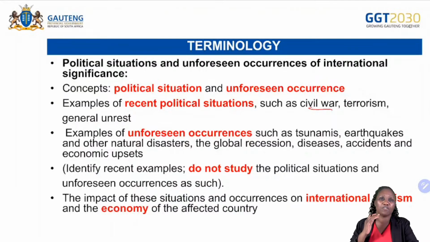When we say unforeseen occurrences, we are talking about something that we don't have control over. It is beyond our control. It is an unforeseen occurrence. No one prepares for it because it is unforeseen. Examples of unforeseen occurrences are tsunamis, earthquakes, and other natural disasters. We say they are unforeseen because we don't prepare for them.